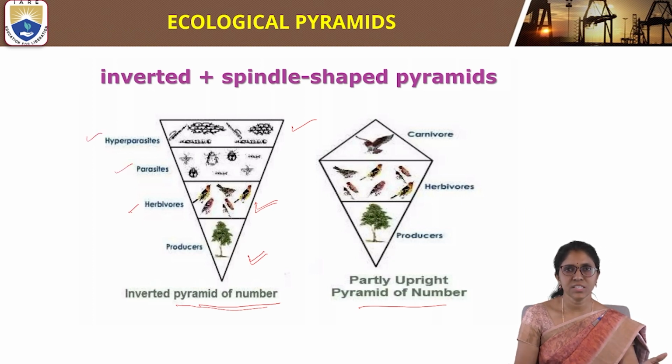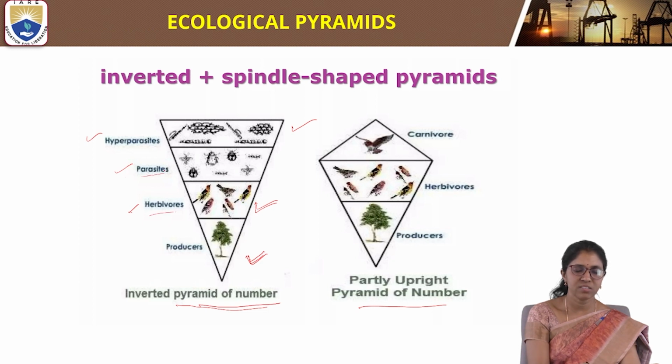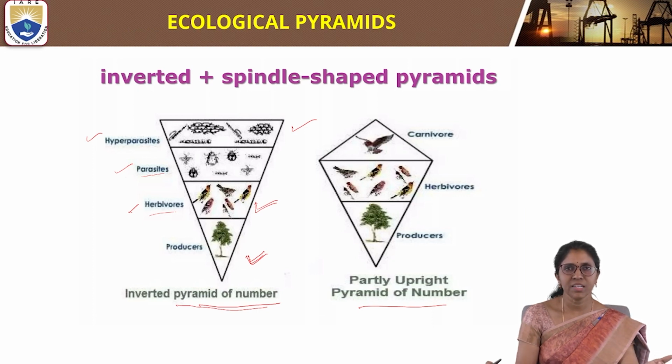At the bottom, producers are present, in lower number than herbivores. Parasites are more in number than herbivores. Hyperparasites are microorganisms, present in very large number. That's why we get an inverted pyramid of number. The pyramid of number varies from ecosystem to ecosystem.